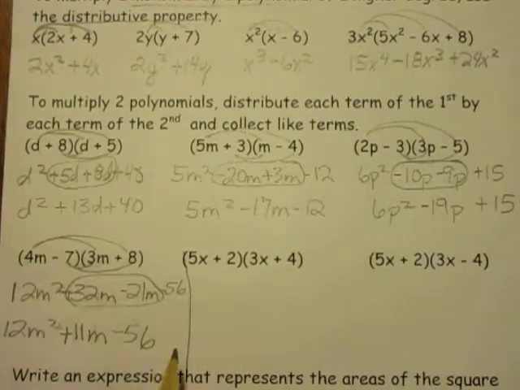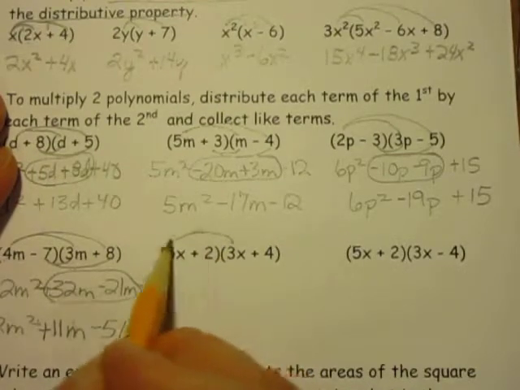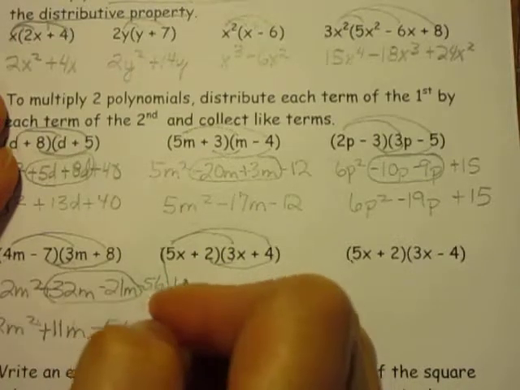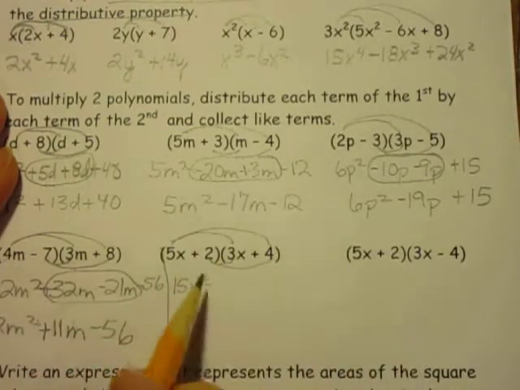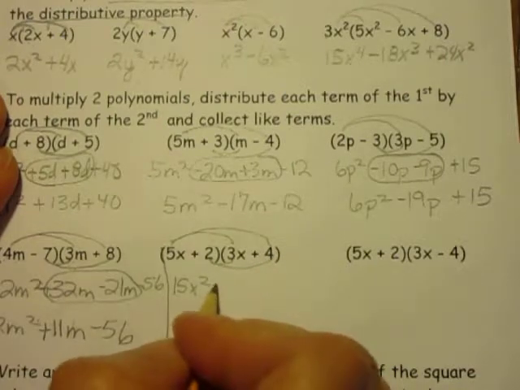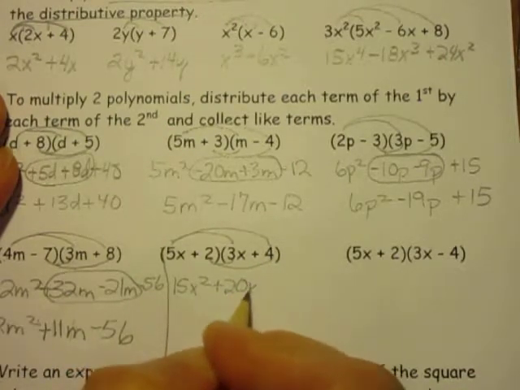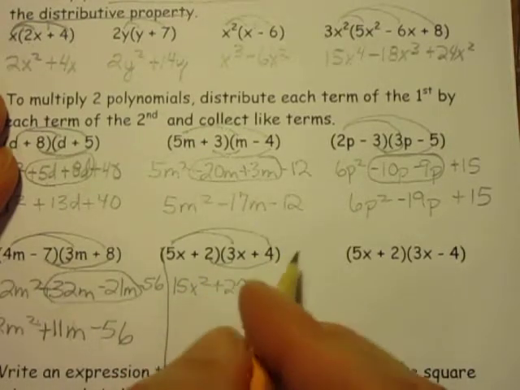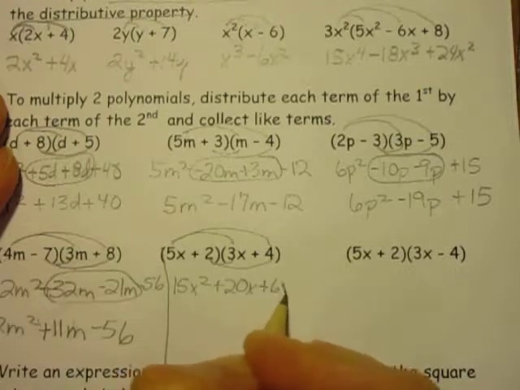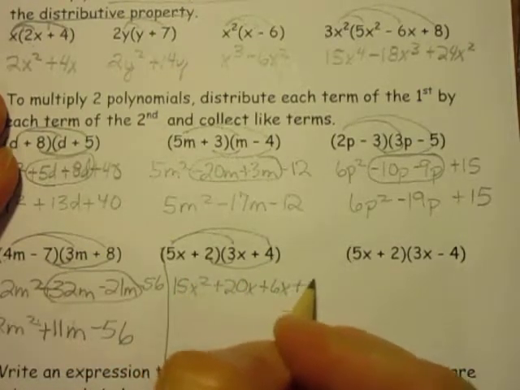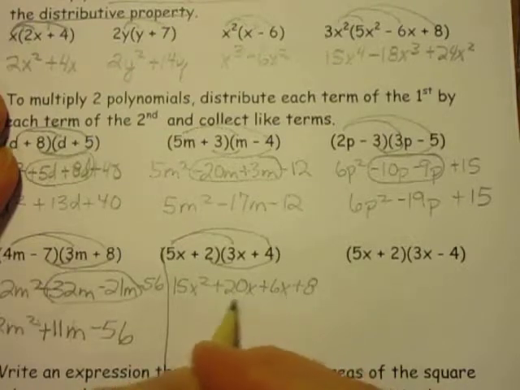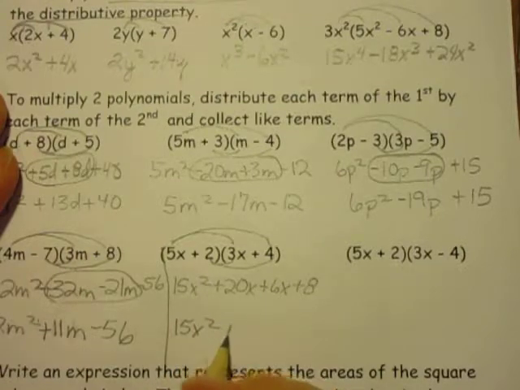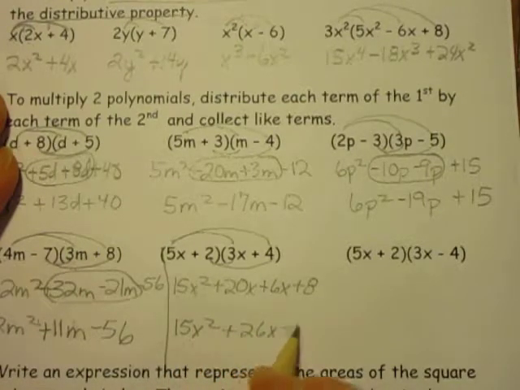Okay. Moving on to the next one. Again, rainbows and scoops. 5x times 3x is going to be 15x squared. 5x times 4 is going to be plus 20x. And then doing our scoops here, we have 2 times 3x is going to give us 6x. And then 2 times 4 is going to give us 8. And again, we can collect our middle terms here because they're like terms. So we've got 15x squared plus 26x plus 8.